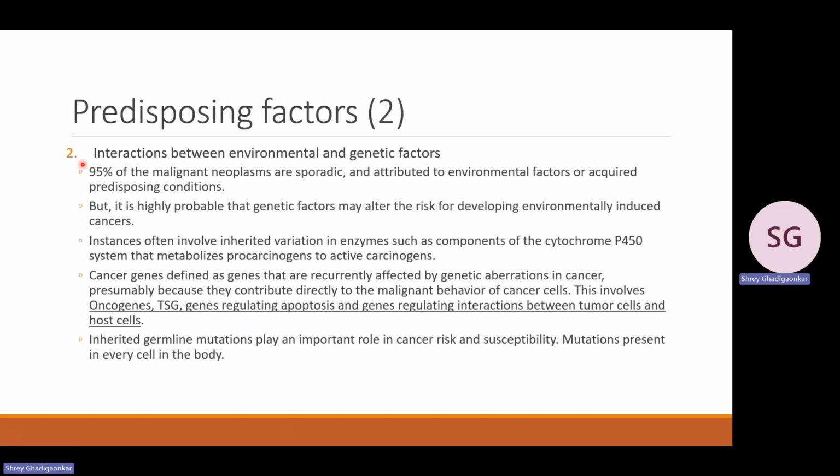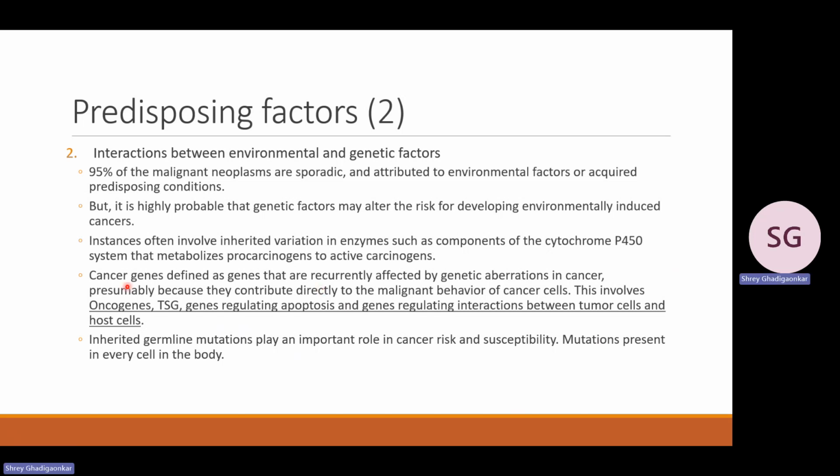The second point is the interaction between environmental and genetic factors. Most cancers in general are sporadic, and environmental factors play an important role in the development of these cancers. Certain instances, for instance, often involve inherited variations in enzymes, such as components of the cytochrome P450 system that metabolizes procarcinogens to active carcinogens. It's important to note that different people may have different isoforms of this enzyme system, and as a result, they may have different activity or affinity for the substrate, for instance.